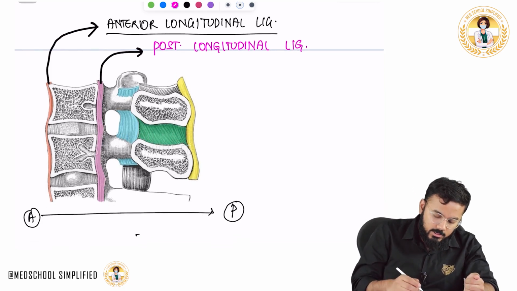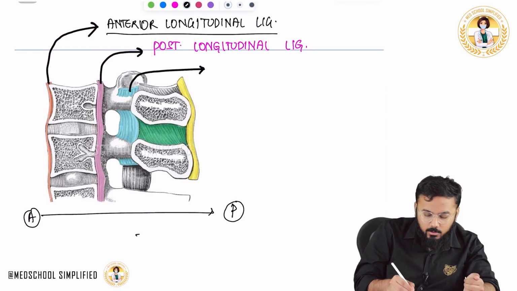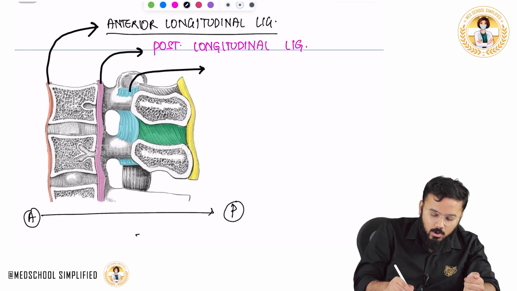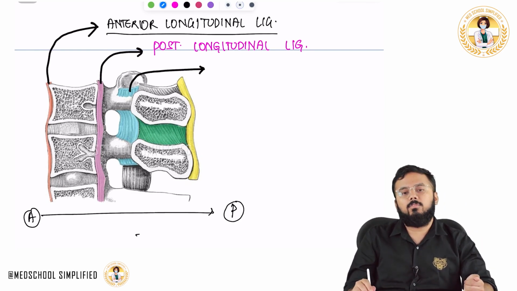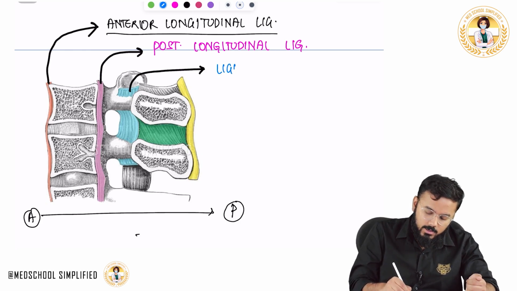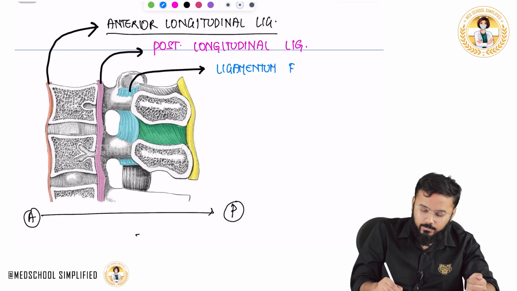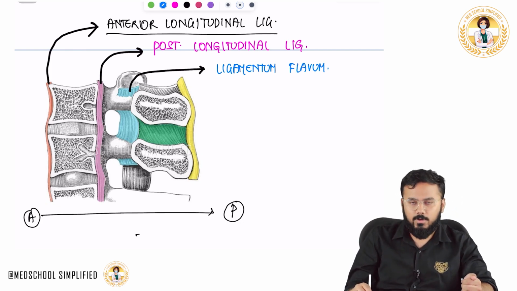Next, after that you see this blue color ligament over here. This particular blue color ligament is what is called your ligamentum flavum. So this one is your ligamentum flavum.